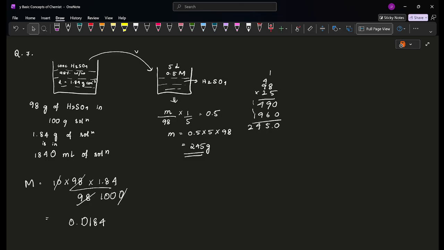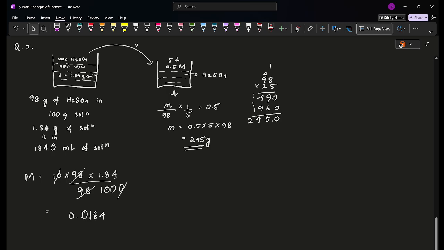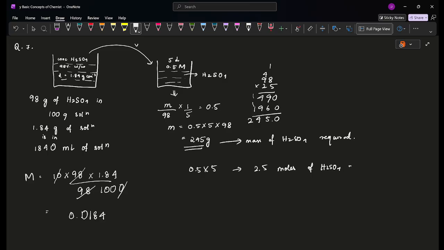I don't think I have what I'm looking for, but it's fine. Let's go with it. Let's continue with solving the questions. So what exactly they've done in here is they've found the mass of H2SO4 required. So what about the moles of H2SO4 required? They've done 0.5 moles of H2SO4 required. And what about anything else? We need volume, which is already 5 liters here.